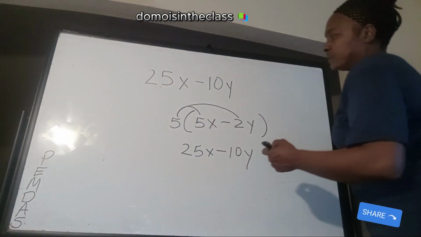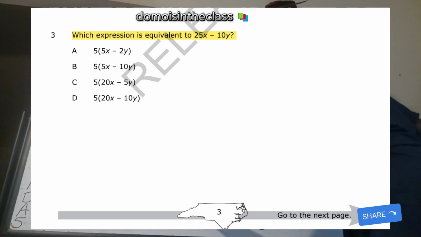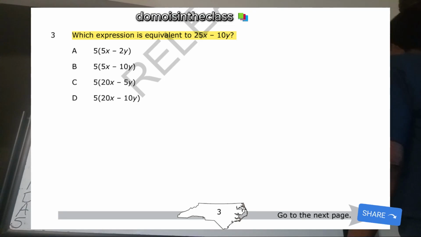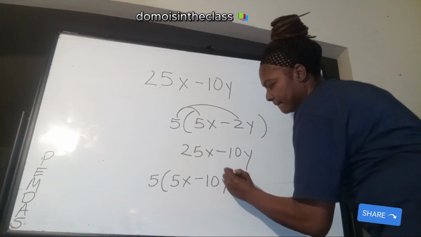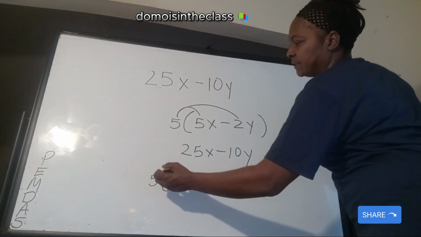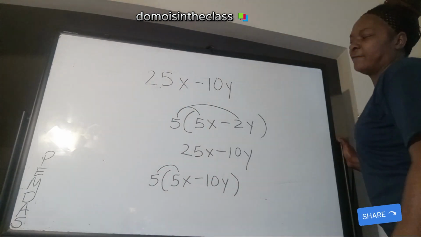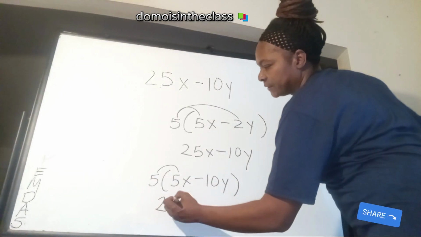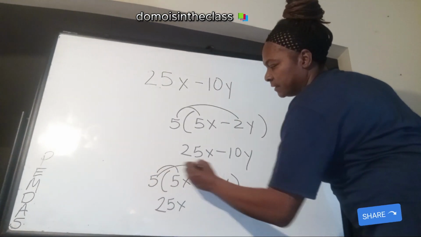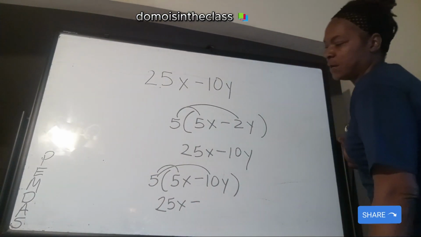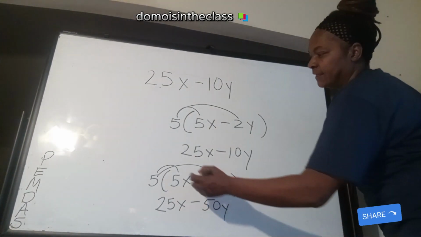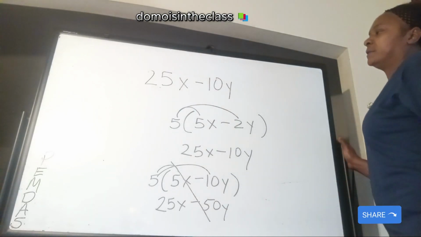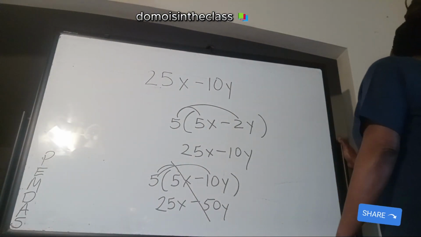So our next choice would be 5 parentheses 5x take away 10y. So we do the same thing, the distributive. We have 5 times 5 is 25x. Take away 5 times 10 is what? 50. So we get 50y. And that is not our choice. Correct? Yeah. All right.